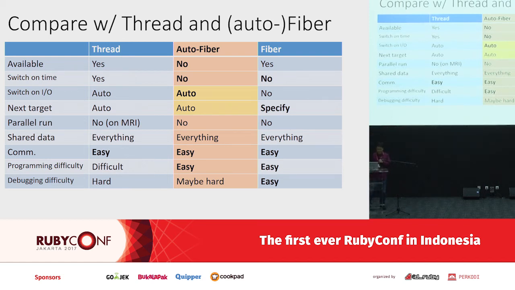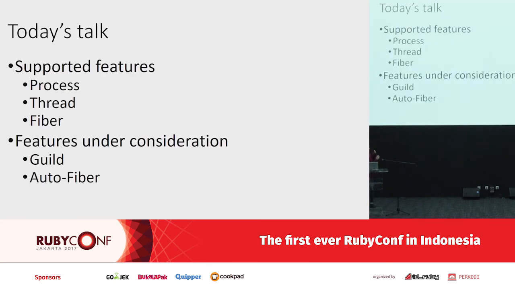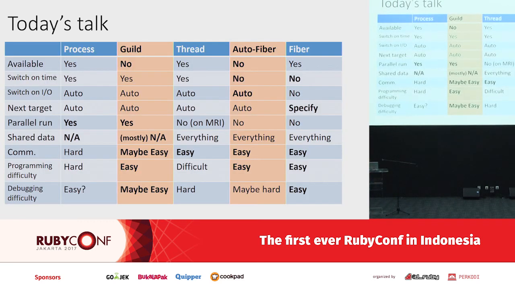Okay, so today I talked about the existing supported concurrent features: process, thread, fiber, and I introduced features under consideration, Guild and AutoFiber. And this is all of the characteristics of these features. So maybe you understand these characteristics, I believe. So enjoy your Ruby programming and your concurrent programming.